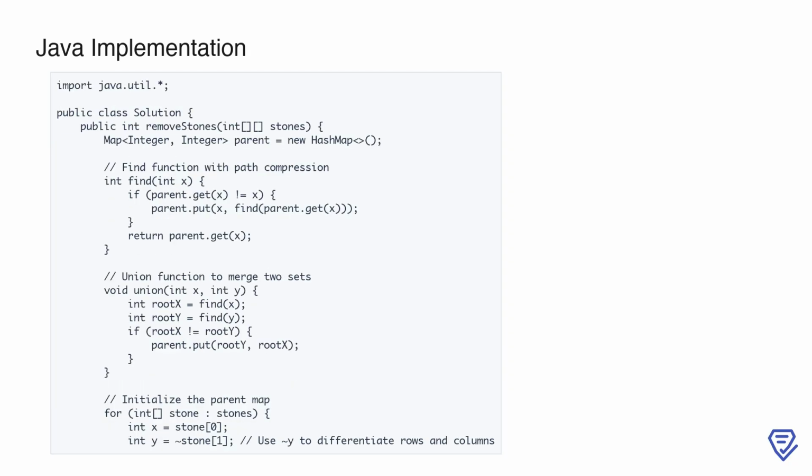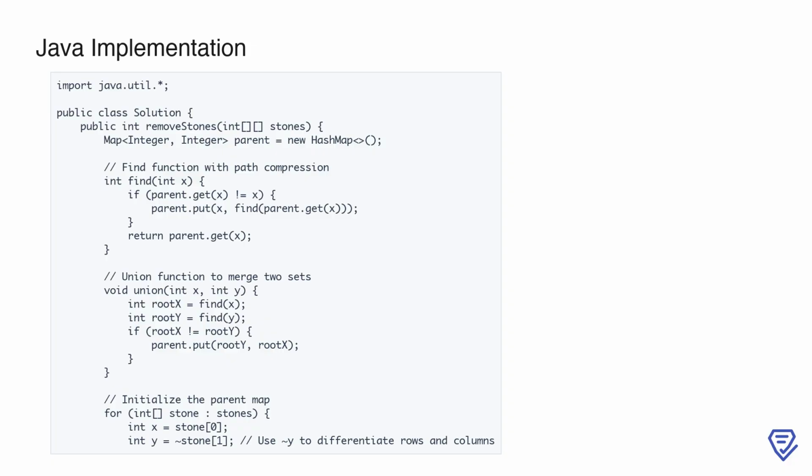Here, we start implementing the solution to the problem using Java. First, we import the necessary packages, including java.util.*, which will allow us to use data structures such as HashMap and HashSet. We then define the Solution class and the removeStones method, which takes a 2D array of stones as input. Inside this method, we declare a parent HashMap to represent the union-find data structure, where each key represents a node, and its value represents the node's parent.